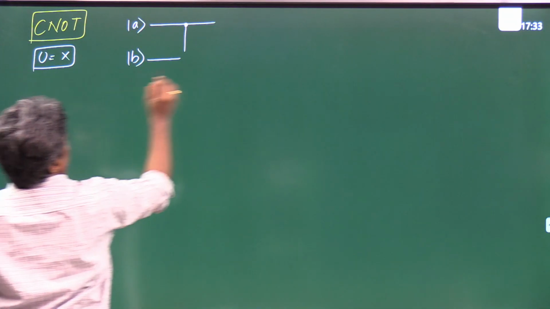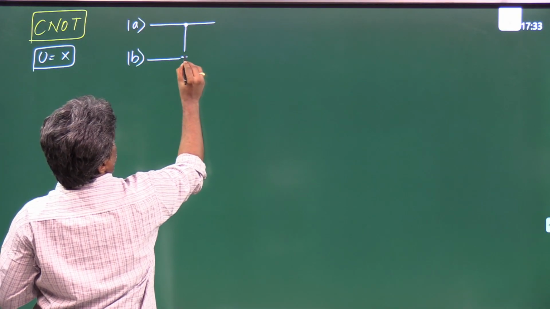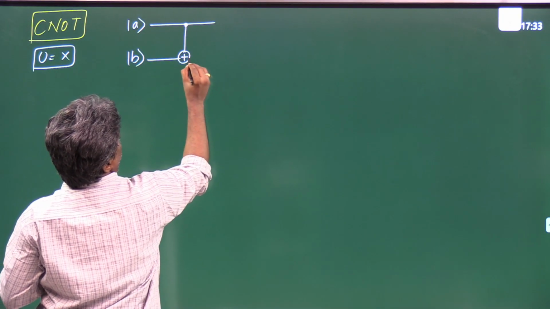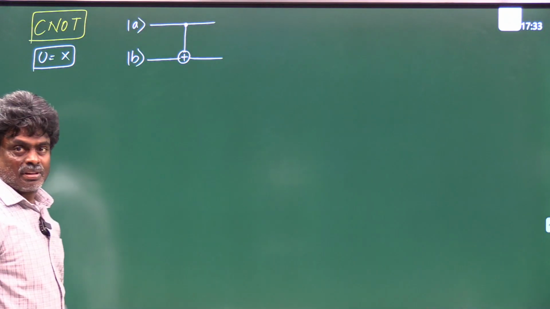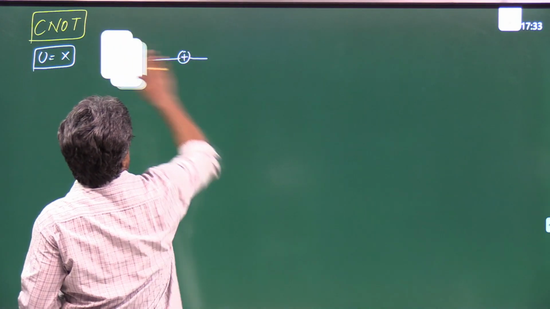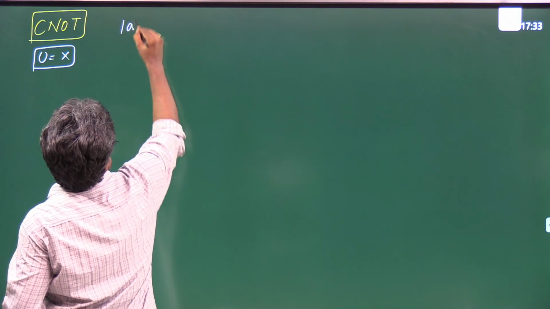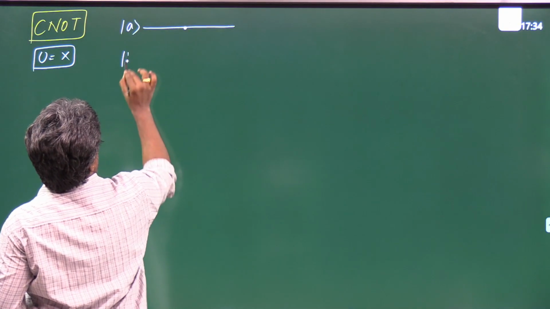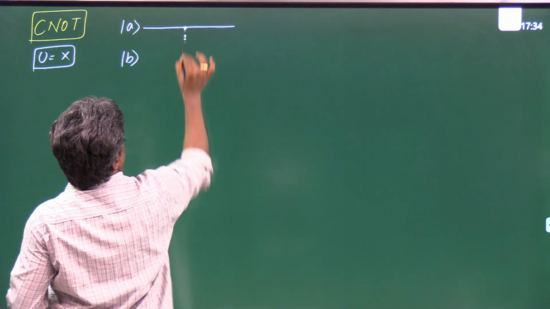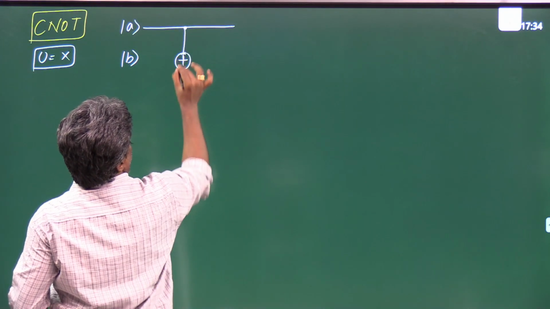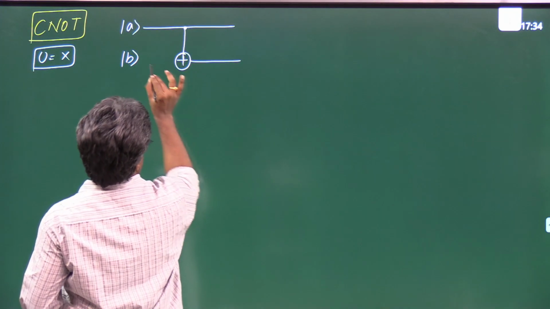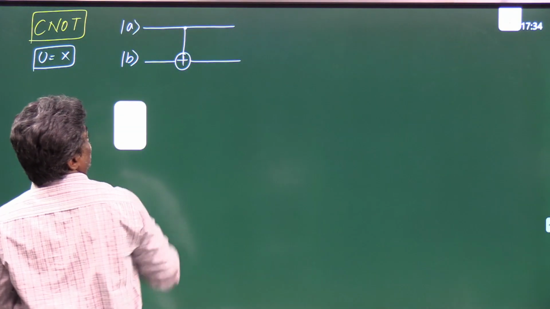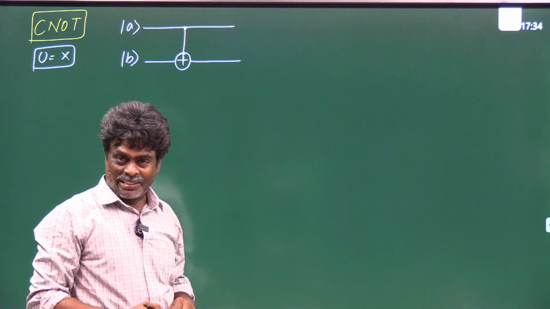Are you observing? This is the representation of a CNOT gate. Once again, let me draw. So this is A, and this is B. Here we have a plus in a circle like this. This is the representation we have to follow. This is the CNOT gate representation.